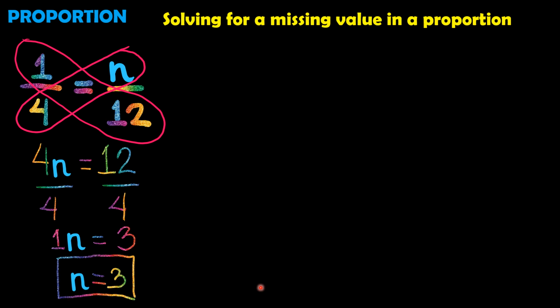Now how are we going to know if our answer is correct? So let's go back with our problem. 1 is to 4 equals n is to 12. Now remember, we're able to solve the value of n. Our answer from our solution is 3. So we are going to replace this n by our answer 3.